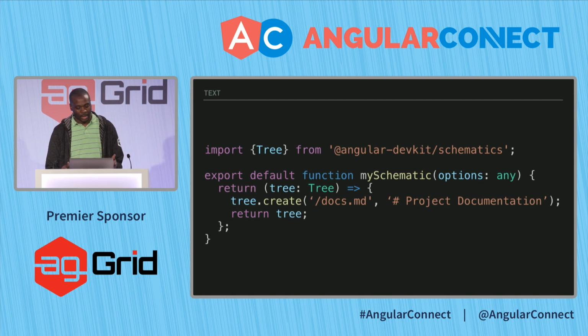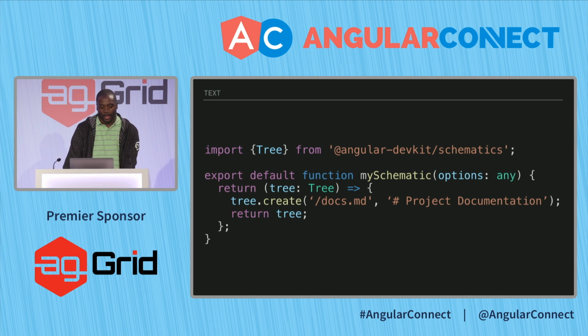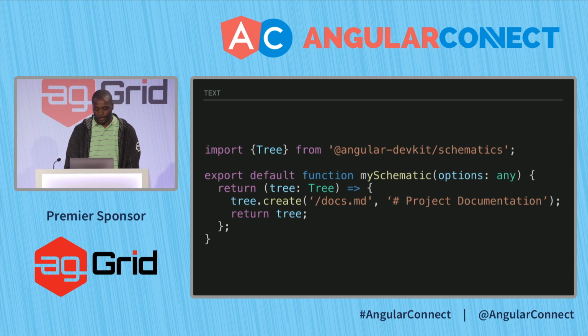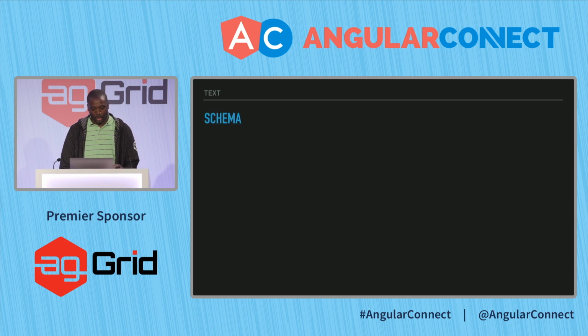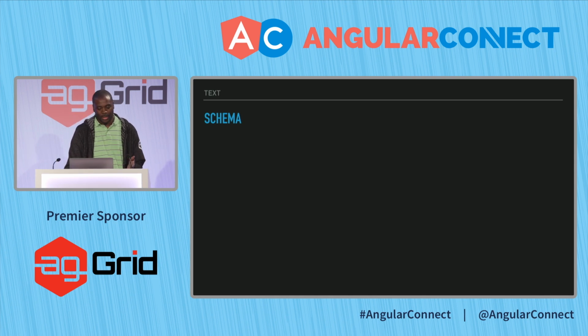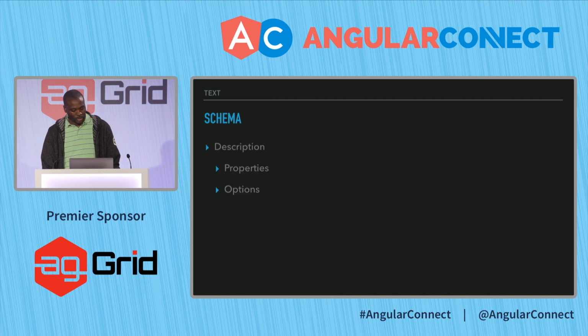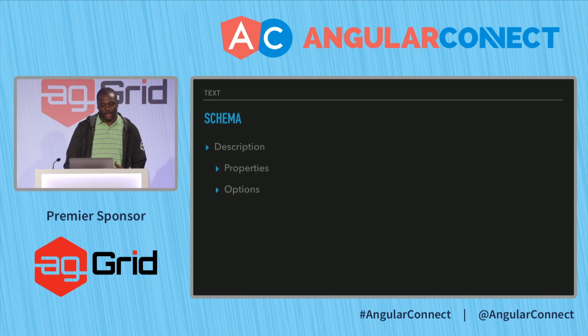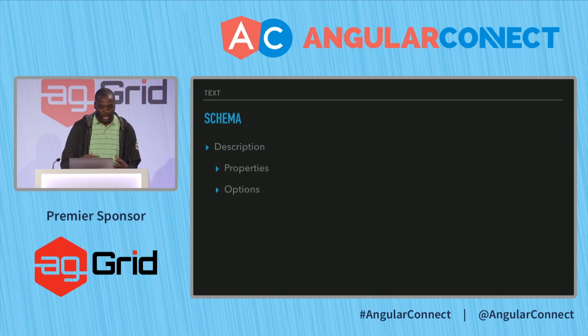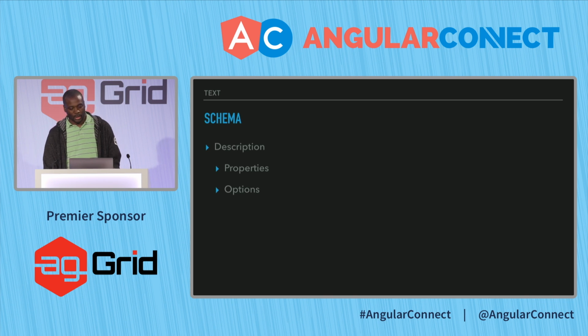So this schematic is pretty simple. It's just a function. It takes in options. And this rule creates a file, just a markdown file, just for example, and writes those contents to that file. So to define, for a schematic, each schematic has a defined schema. And the schema helps you define properties and options for the schematic that are available to the user. So it's also used to validate input for the schematic itself.